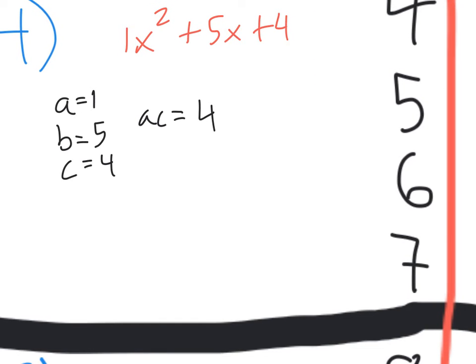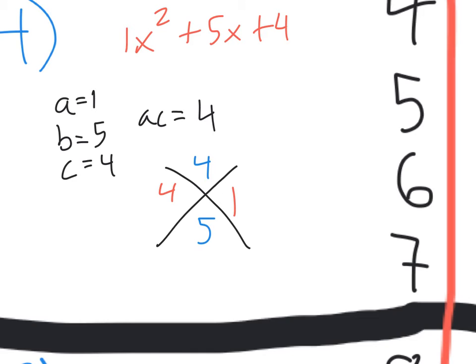Alright, we can use that magic x. Let's set it up. AC goes on top, so 4 here, and B goes on bottom, 5. Okay, so we got to think about what number times another number will make 4, but when you add it together you get 5. That one's pretty simple. It's just going to be 4 and 1, because 4 times 1 makes 4, 4 plus 1 makes 5.